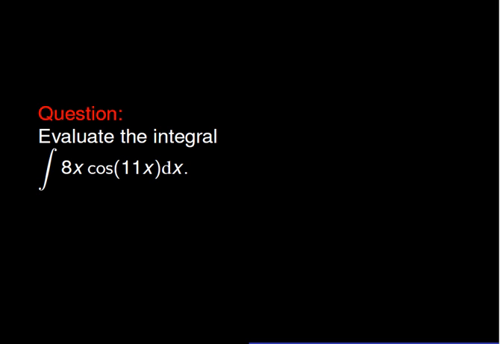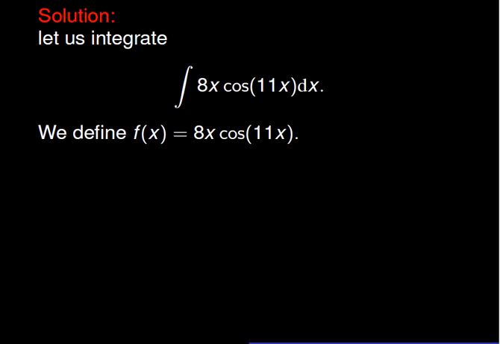Function 8x times cosine of 11x. Let us integrate the function 8x times cosine of 11x. See that, the function we have to integrate is a product of a trigonometric function and a polynomial function. The method appropriate in this case is the integration by parts.